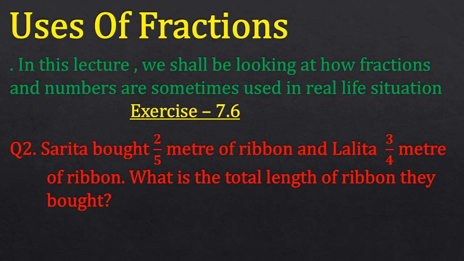Now for addition you have to see whether they are like fractions or unlike fractions. In 2/5 denominator is 5. In 3/4 denominator is 4. Denominators are different. That means they are unlike fraction. And if you have to add unlike fractions, then you will take the LCM of denominator. Okay. So here also, first of all, you will take the LCM of denominator and then you will add.